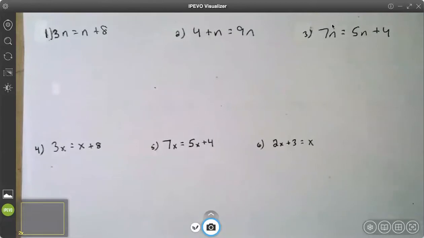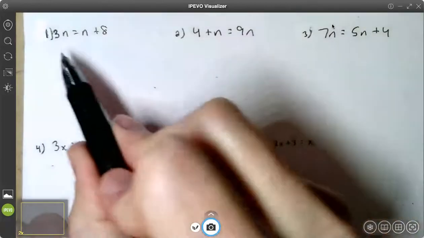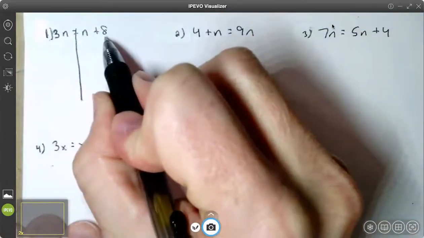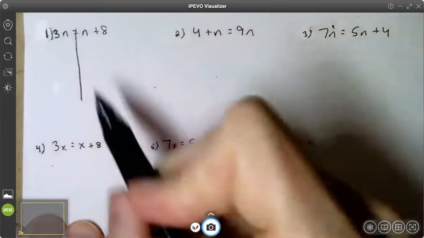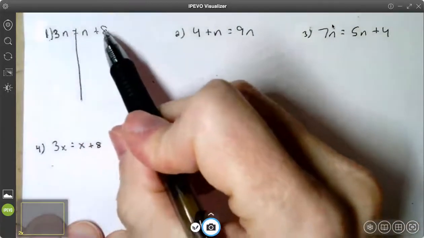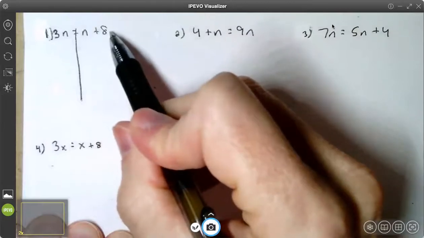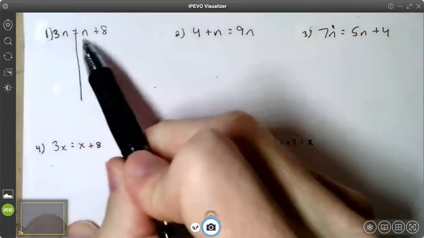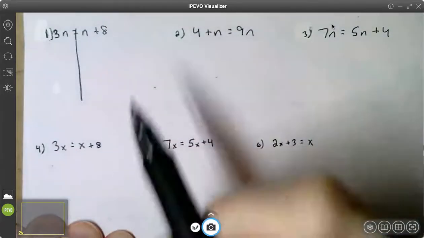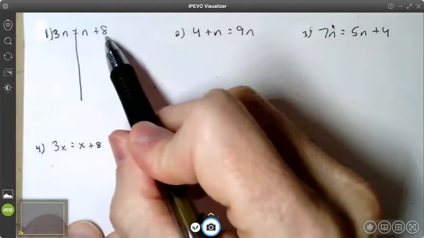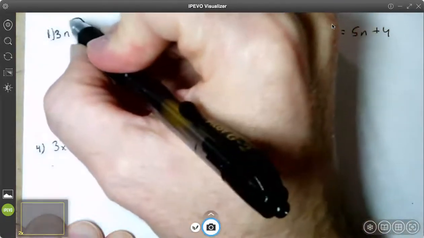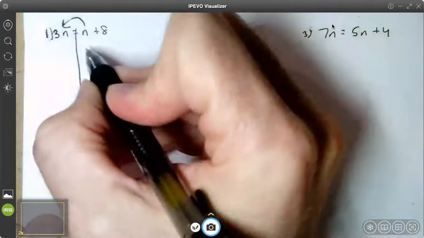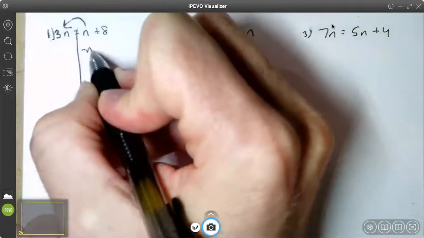On this number 1, there's a difference. This time I have a variable on both sides, 3n and n, but I only have a constant on one side, on the right. I don't have a constant on the left. Remember, a constant is a number constantly by itself. It doesn't have a variable in the term with it. When that's the case, I'm not trying to necessarily put the variable on the side that results in a positive.